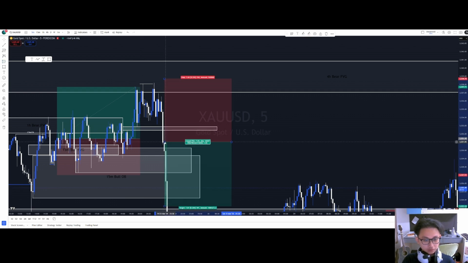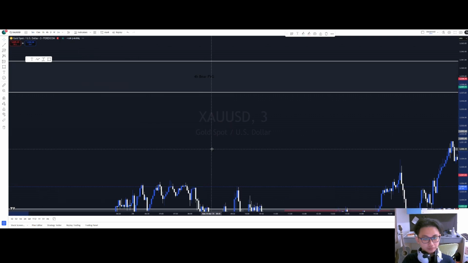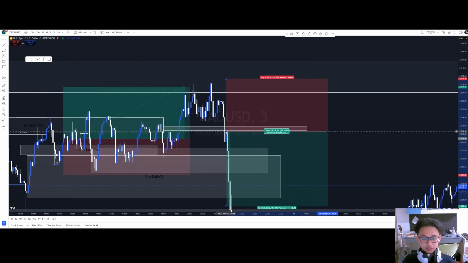So it came down, probably retraced to this inverse fair value gap on the 3 minutes. You can see that it retraced to the inverse of the fair value gap.